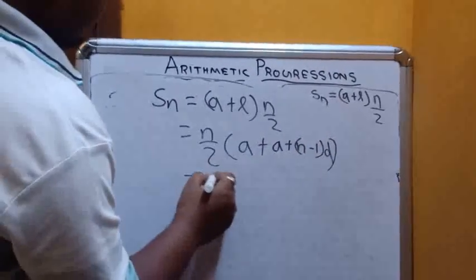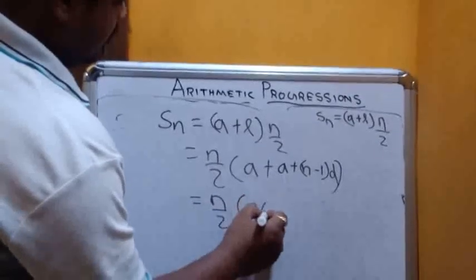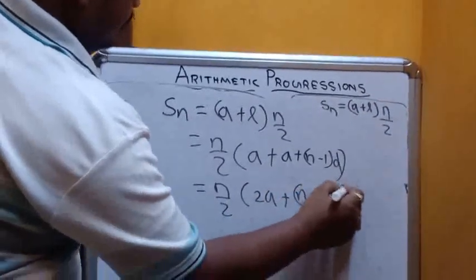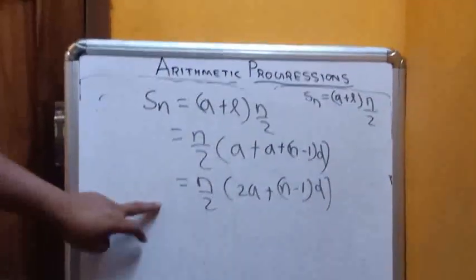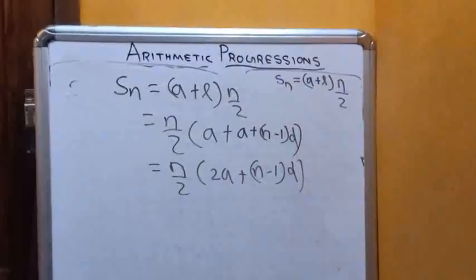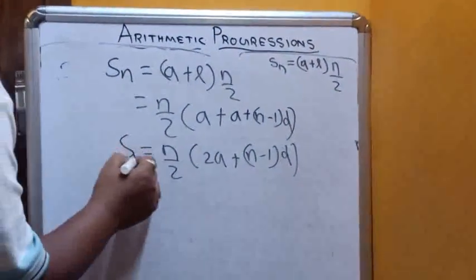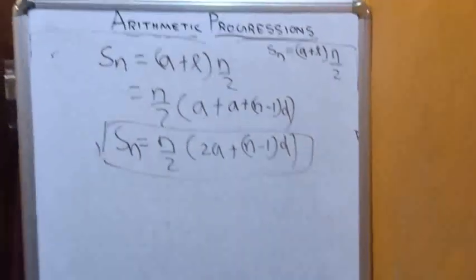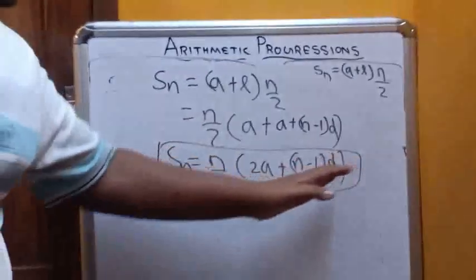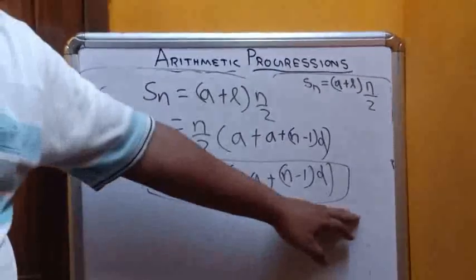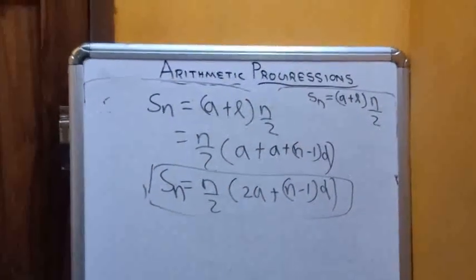So n by 2 times what is the formula? 2A plus n minus 1 into D. So Sn equals n by 2 bracket 2A plus n minus 1 into D. If we are told the number of terms but the last term is not given, then you can use this formula. This is the general formula for the sum of the terms.